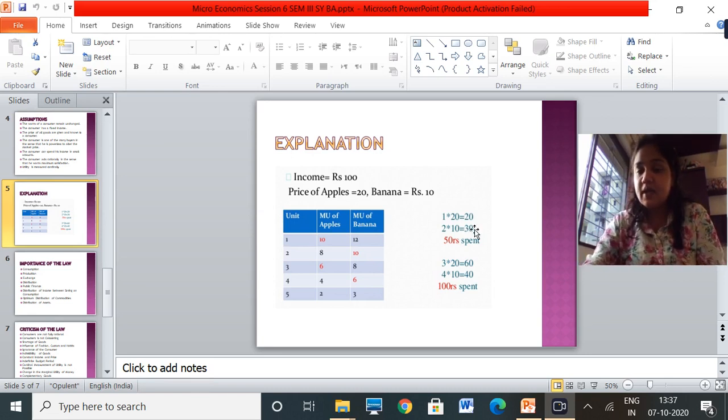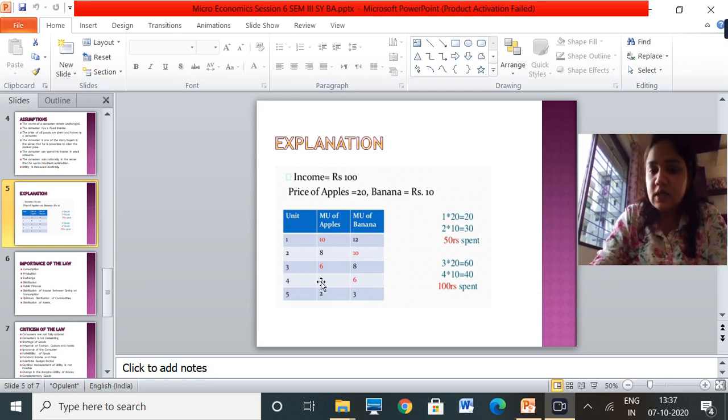He is just spending 40 rupees over here. Okay, so the total spending that he is doing is 40 rupees. But he has 100 rupees, he has to spend the entire 100 rupees. In the second case, where it is becoming 6 and 6, let us take that example. So 3 units, 3 into 20 is going to give me 60. Okay, and he is buying 4 units of banana, so 4 into 10 is going to give me 40. So 60 plus 40 is 100. Okay, so now he is spending his entire 100 rupees.